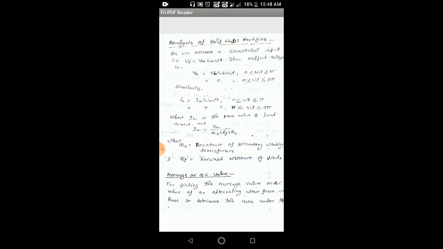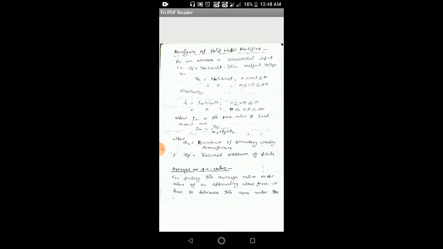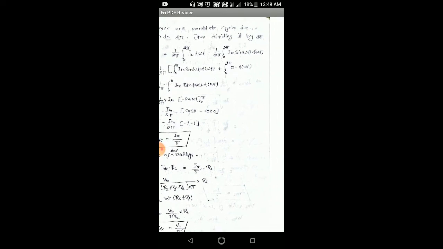So now we calculate the average or the DC value. For finding the average value or the DC value of an alternating waveform, we have to determine the area under the curve over one complete cycle, that is from 0 to 2 pi, then divide it by 2 pi. So here we can write IDC equal to 1 upon 2 pi integration from 0 to 2 pi of IL d omega t. Put the value of IL: 1 upon 2 pi integration from 0 to 2 pi of Im sin omega t d omega t.